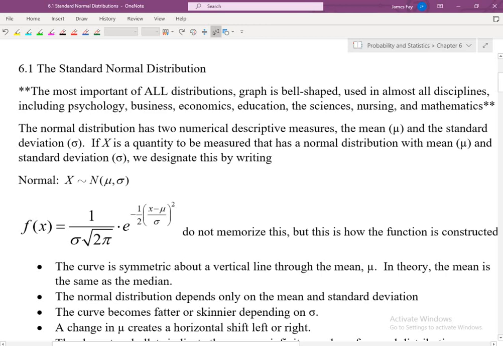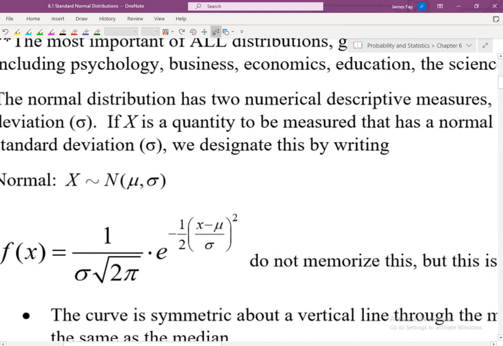It says if x is a quantity to be measured that has a normal distribution with mean mu and standard deviation sigma, we designate that by writing this. That's how we define the continuous variable. I don't prefer this format, and I'm not going to use it very often. But if you ever see that, what they're saying is that your continuous variable is normal. That's what the N stands for. And the first number is your mean, and the second number is your standard deviation.